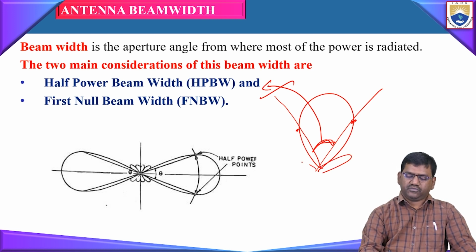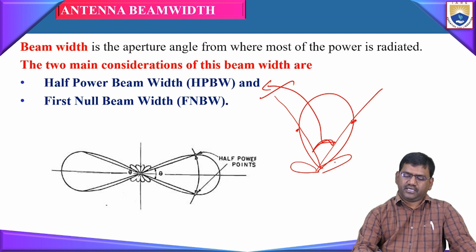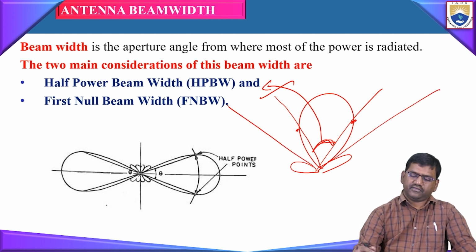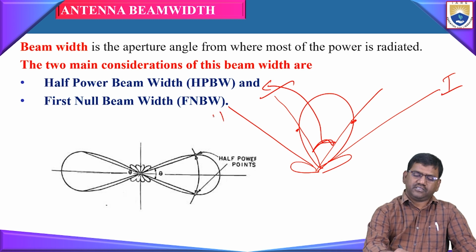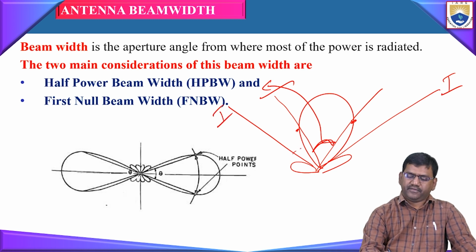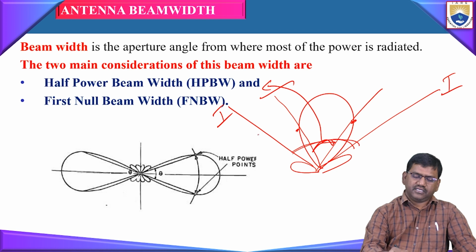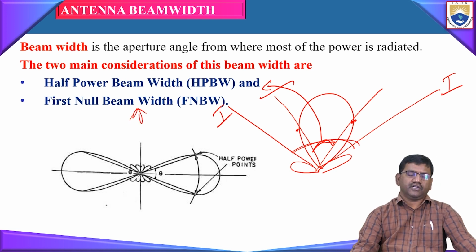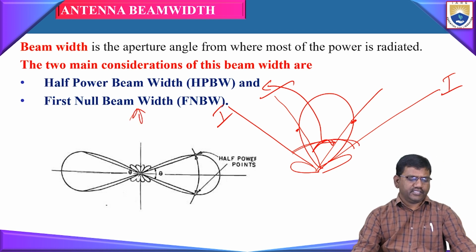Assume here there are two lobes. Here there is a null and here there is a null. This is known as the first null and this is known as the first null. So the angle taken between these two first nulls, we call it the first null beam width.